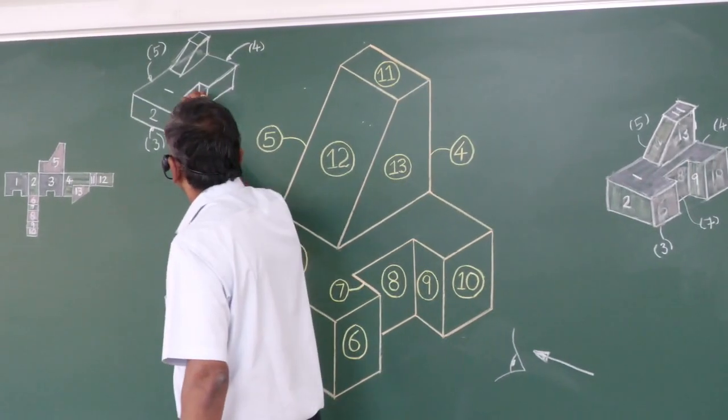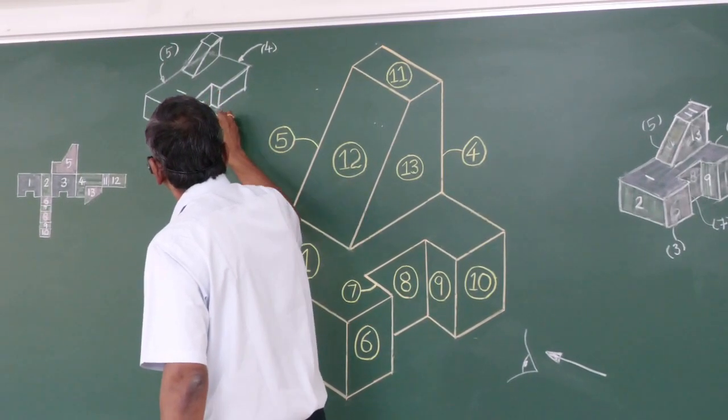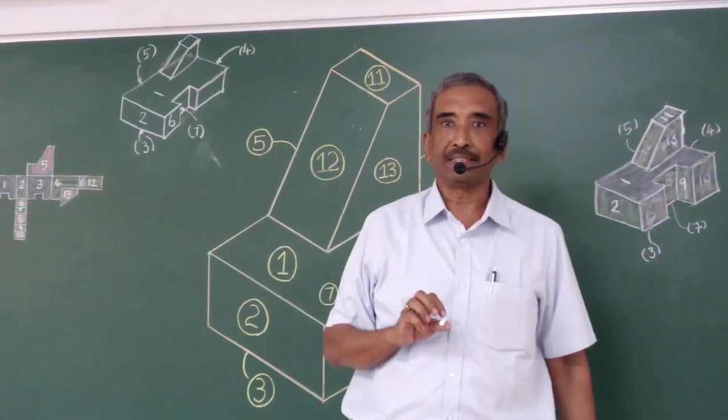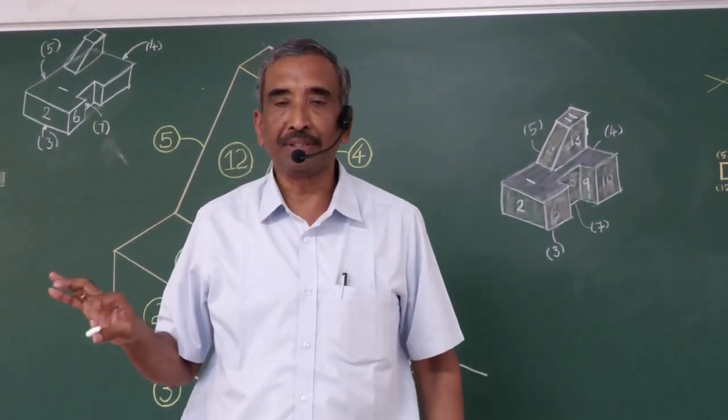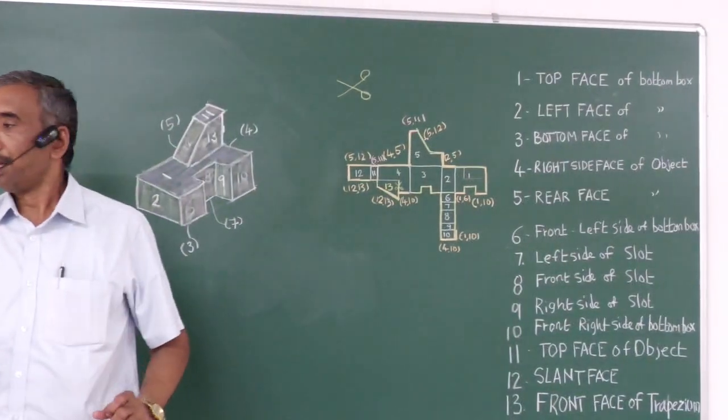Let me mark here also. This face you also cannot see. The faces you cannot see, let me write in brackets. So this is face 7, the left side of my slot.